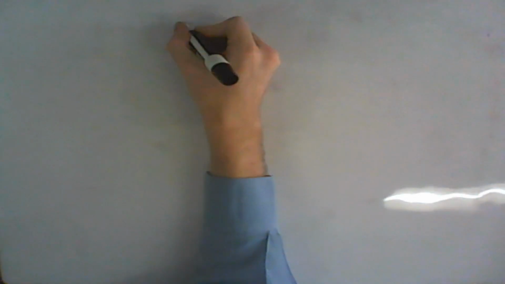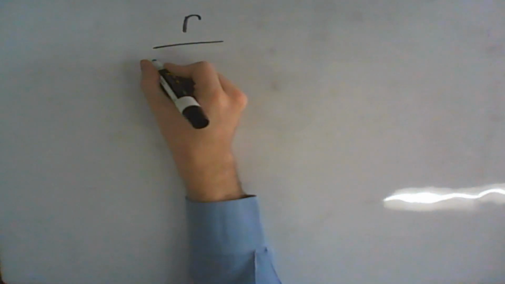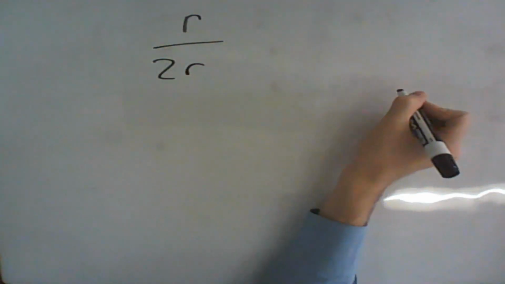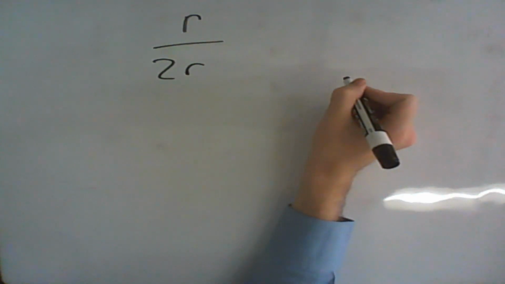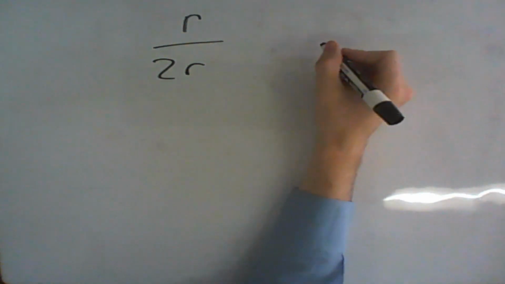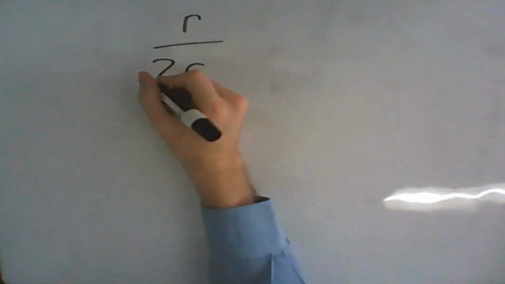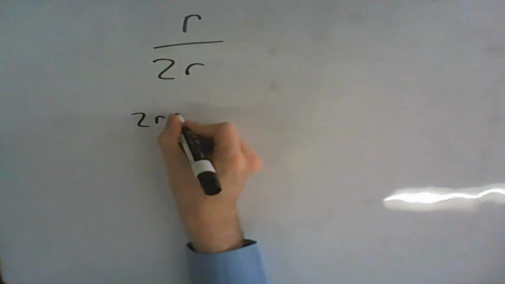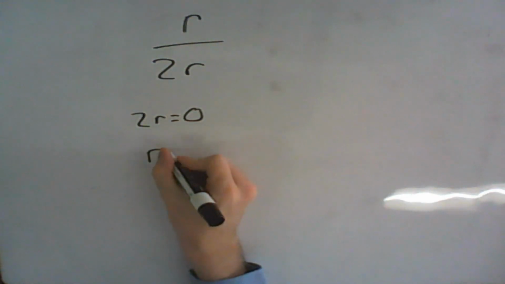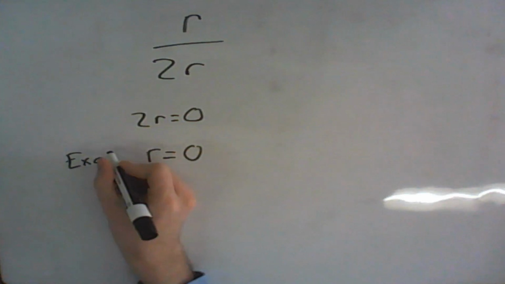So, we have r over 2r. Again, we set the bottom equal to 0 and solve, so r equals 0, and that's our excluded value.